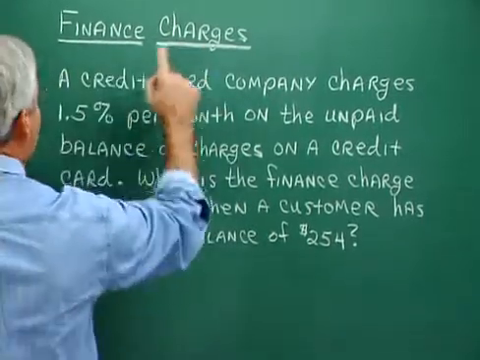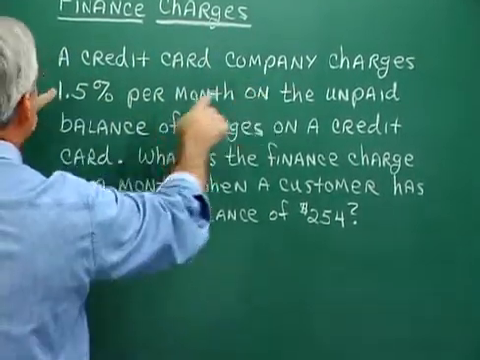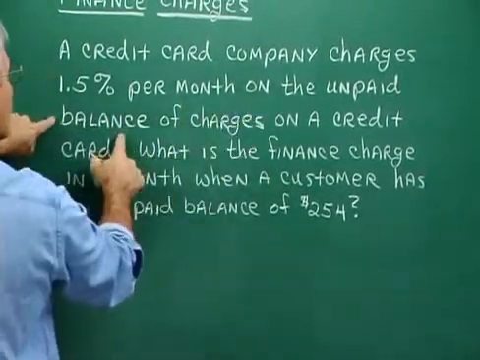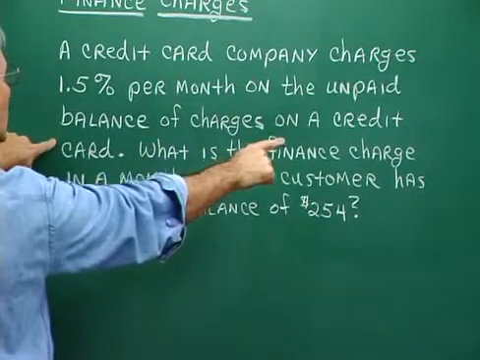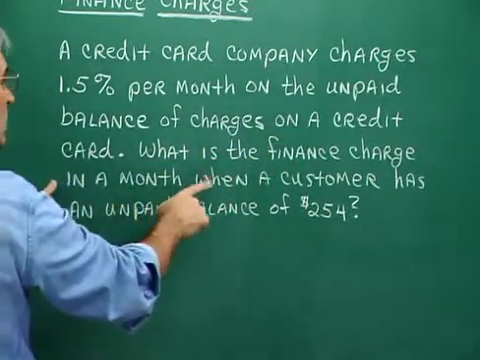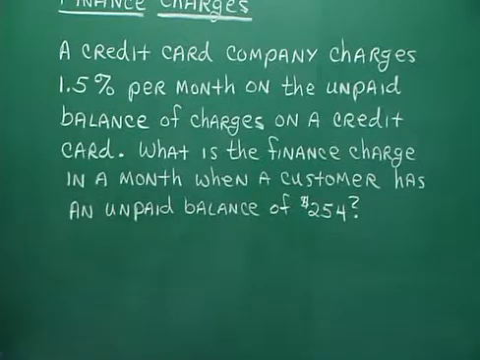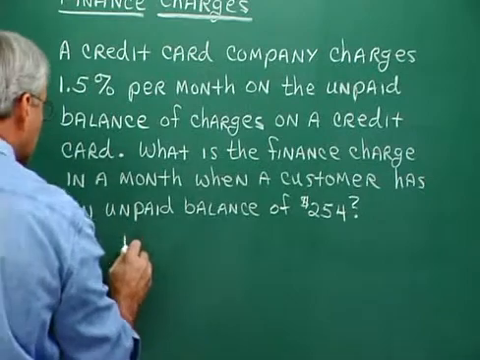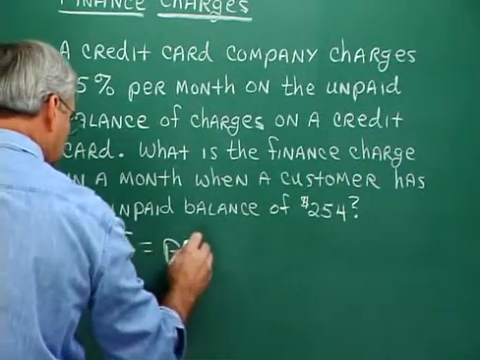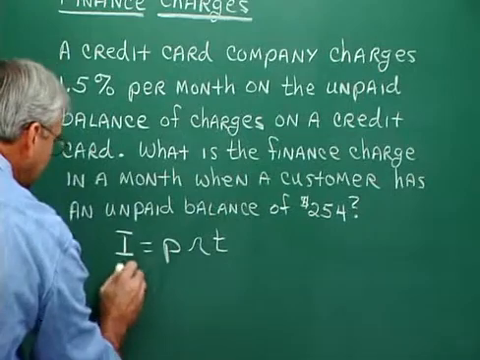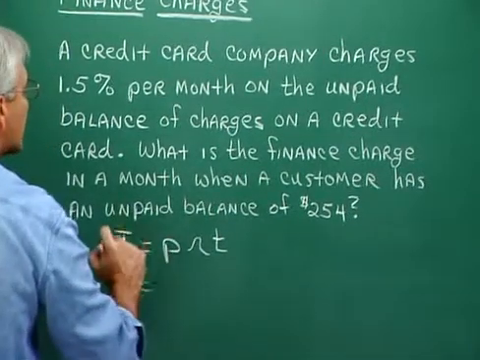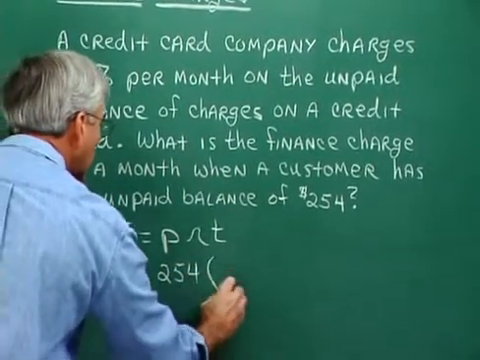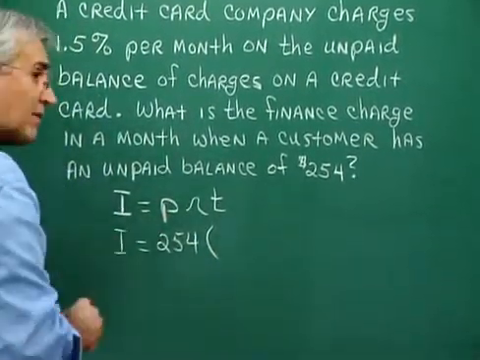All right, the problem involves finance charges, and it says a credit card company charges 1.5% per month on the unpaid balance of charges on a credit card. What is the finance charge in a month when a customer has an unpaid balance of $254? Well, we can find that finance charge as just an interest, and we can use our formula. The unpaid balance is $254. That's the principal in the formula. The interest rate is 1.5%.